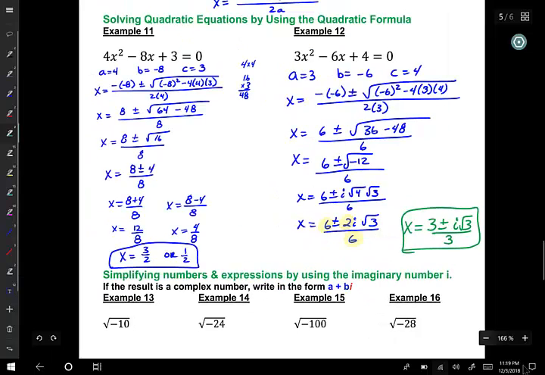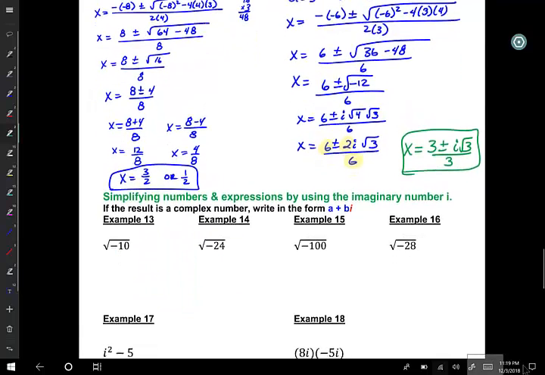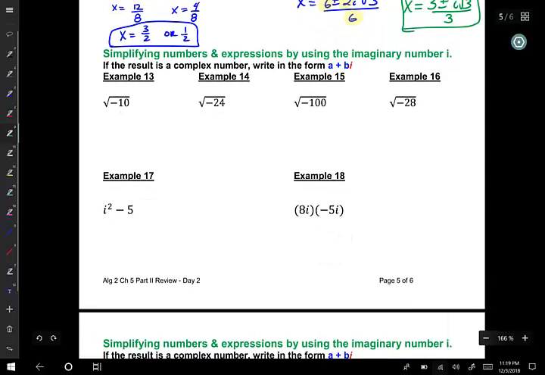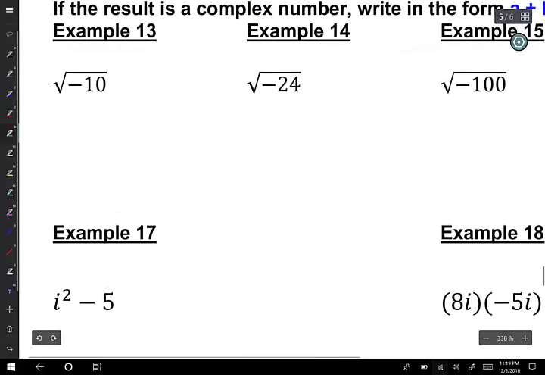Okay, so there's two examples of the quadratic formula. One gives you an i, one gives you fractions. Both are very possible. Just want to make sure that we're comfortable with those. Let's now do some simplifying using imaginary numbers. Remember that i equals the square root of -1. So if you have a negative inside a square root, it's just going to come out as an i.